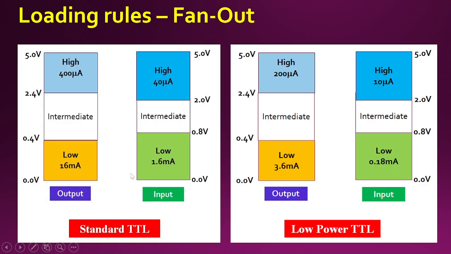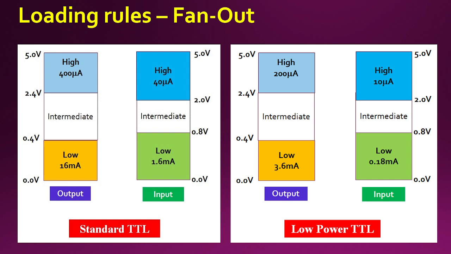Now let us try to understand, as we are on the last leg of this session, the loading rules, or how to calculate the fan out. We have seen four sections in the TTL family: the high speed TTL, that is the standard TTL, then the low power TTL, then the Schottky TTL, and then the low power Schottky TTL.